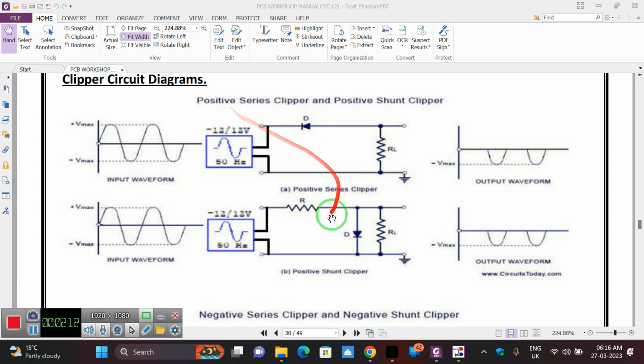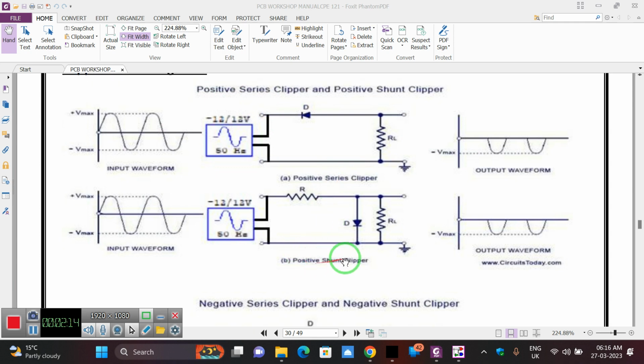In another fashion we have the positive shunt clipper. Shunt means the diode is connected in the vertical manner. Here you can see the diode vertical, and if it is forward biased, then it will allow negative cycles to the load resistance and the positive is clipped off, same as the previous one. So here also positive is clipped off, meaning deleted. The names indicate the exact nature of the output. So we have the positive series clipper and positive shunt clipper.